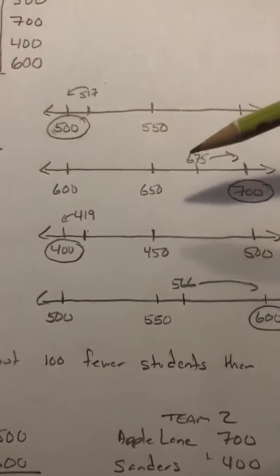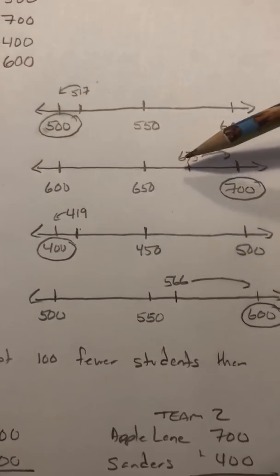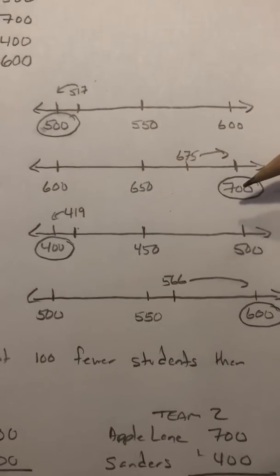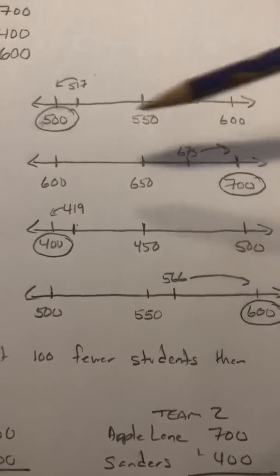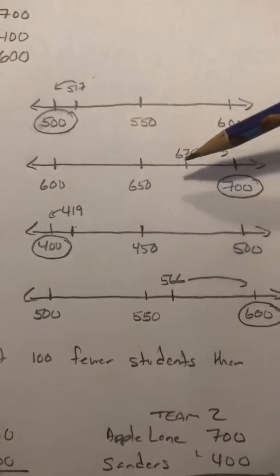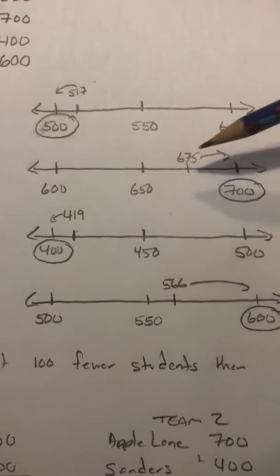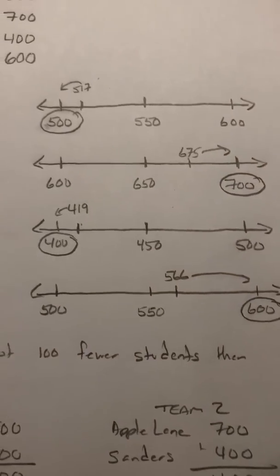Now in our next one, we had 675 students in this school. So again, I'm going to have a choice of either being 600 or 700 to round to. Now again, 650 is going to be in the middle. So where would I put 675? Well, 675 is going to go somewhere about here on the number line. And since it's closest to 700, we're going to round up to 700.